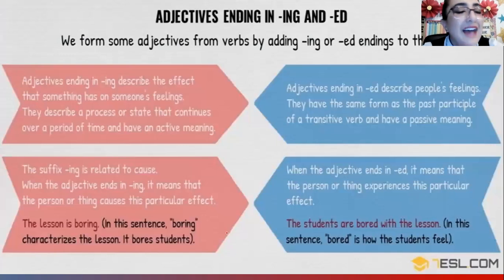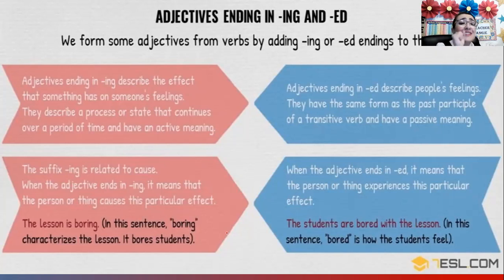As I was telling you, the adjective that ends with ing describes the effect that something has on someone's feelings. They describe a process or a state that continues over a period of time and have an active meaning. And the suffix ing is related to cause. When the adjectives end in ing, it means that the person or thing causes this particular effect. The lesson is boring. In this sentence, boring characterizes the lesson. It bores students.